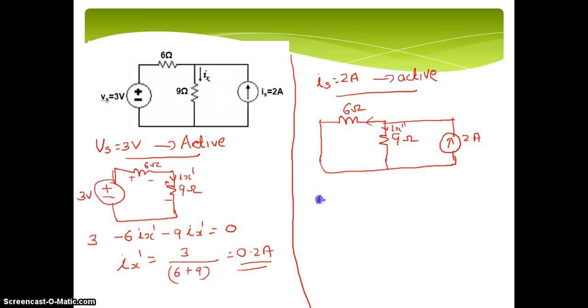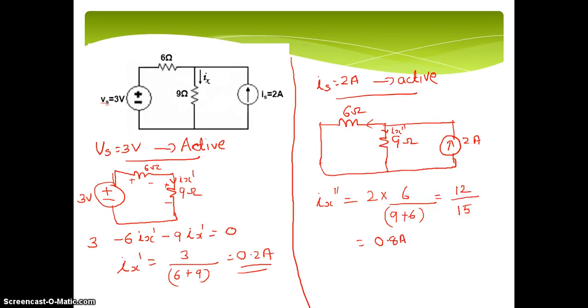By using current division you can easily get it. So Ix double dash will be equal to the total current coming, which is 2 ampere. It is dividing into 2 branches. We are interested in this current. So it is 6 divided by 9 plus 6. So you will get 12 by 15. So it is 0.8 ampere.